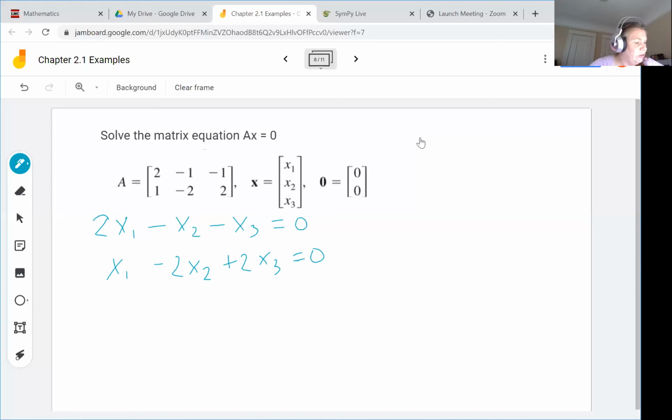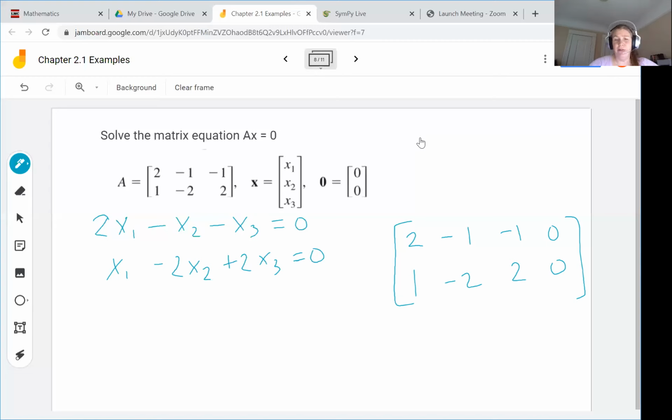All right, so we can construct an augmented matrix. So we could take the coefficient matrix, matrix A, and augment it with our solution matrix, the 0 column vector there. So that'd be 2, -1, -1, 0 in the first row, and 1, -2, 2, 0 in the second row. So we want to use Gauss-Jordan elimination to get this into reduced row echelon form.